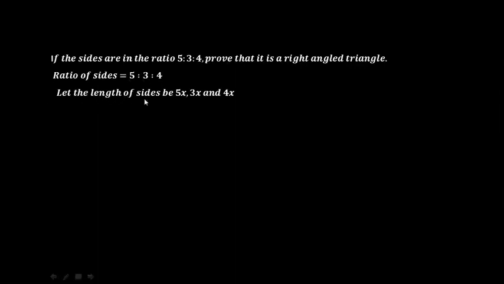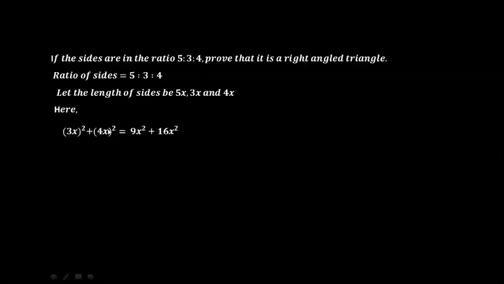Now next question. If the sides are in the ratio 5:3:4, prove that it is a right angle triangle. So given the ratio of the sides is 5:3:4, we assume the lengths of the sides are 5x, 3x and 4x. We need to prove that 5x square is equal to 3x square plus 4x square. Why? Because 5x is the hypotenuse. As I have told you, the longest side of a triangle is known as the hypotenuse.